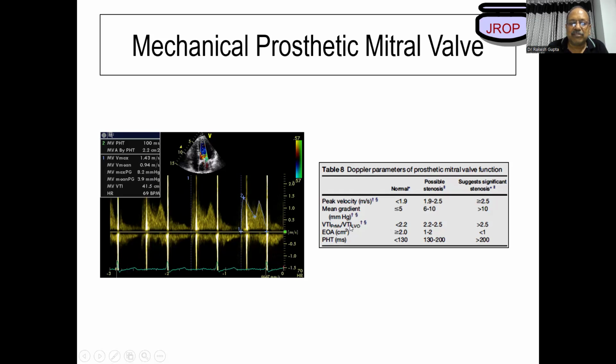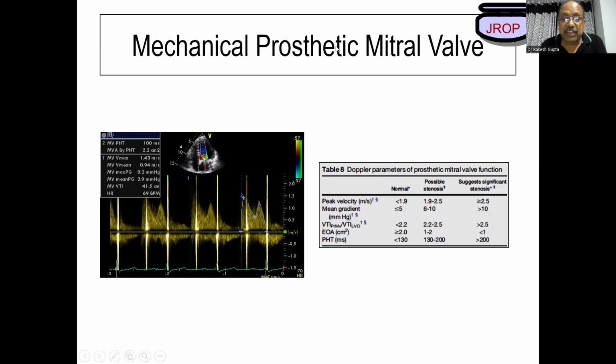Next comes the value of the velocity time integral of the prosthetic valve. Our VTI is 41.5, and then we take the velocity time integral across the LVOT. The ratio should be less than 2.2. If you look very carefully, there's nothing wrong, nothing rocket science, nothing new that we're going to talk about in this subset of population. It's the same thing you have been doing: look at the same peak and mean gradient, velocity and time integrals.